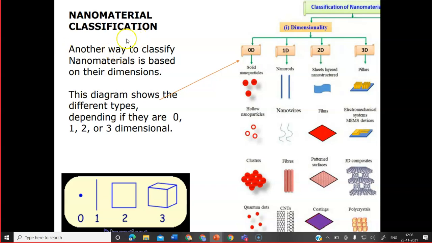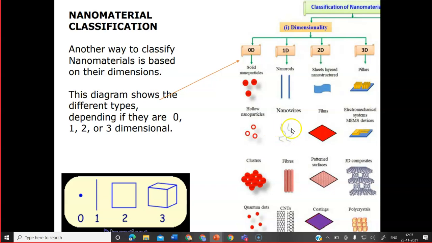So classification of material, you can classify dimensionally, like I told you just now: 0 dimensional, 1 dimensional, 2 dimensional, 3 dimension. So some examples are given. So solid nanoparticles, then nanorods. Here you can just imagine 1 dimension. So here sheet layer means 2 dimension. This is first dimension. This is second dimension. And then 3 dimension means pillar. You know X, Y, Z dimensions. Okay. So the pillars.